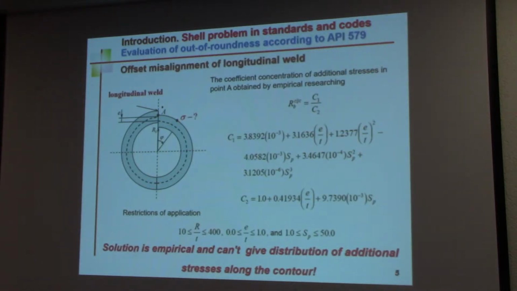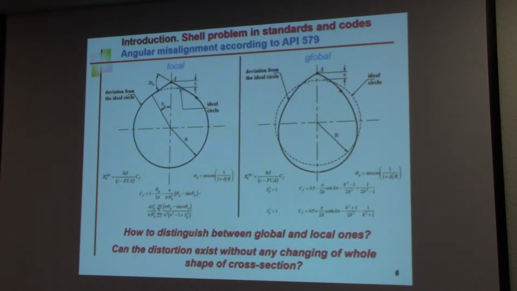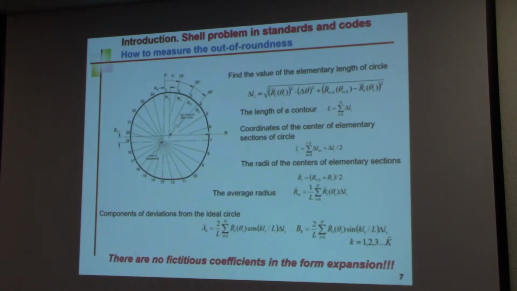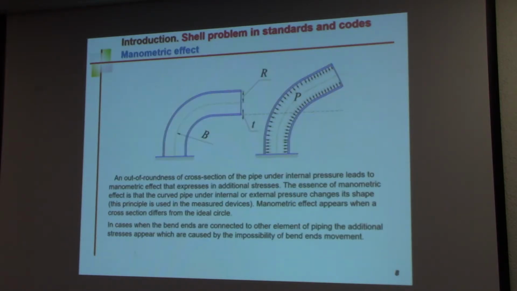Another issue is offset misalignment in longitudinal welds. Also in API we have just an empirical formula, which doesn't give us the full picture of the stress-strain state of this pipe. And also, how can we distinguish local from global angular misalignments? Here is our framework for measurements of out-of-roundness, where we don't introduce any fictive coefficients and fictive stresses.